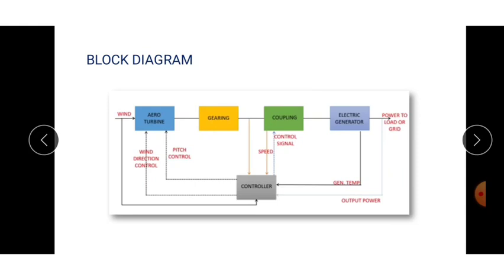And here another component, controller, is there, which senses or monitors different parameters like wind direction control, pitch control. Pitch control is the technology used to operate and control the angle of the blades in a wind turbine to adjust for wind changes. Then it measures speed, and a control signal is given to the coupling system, output power, generator temperature. So it continuously monitors the various parameters. This is a basic block diagram of wind energy conversion system.